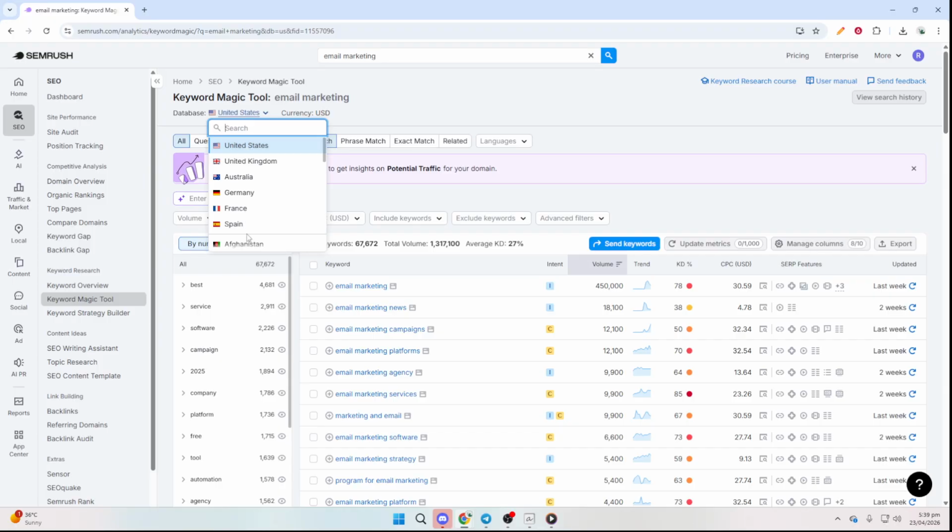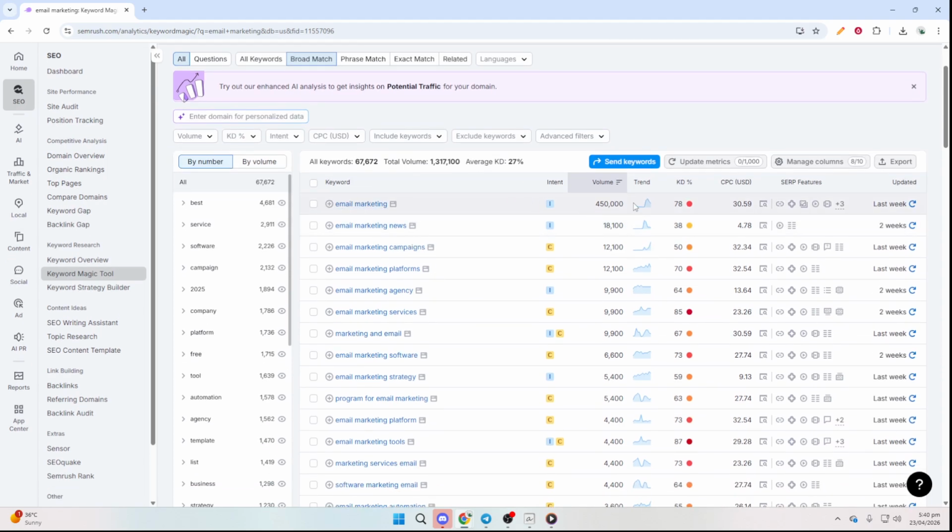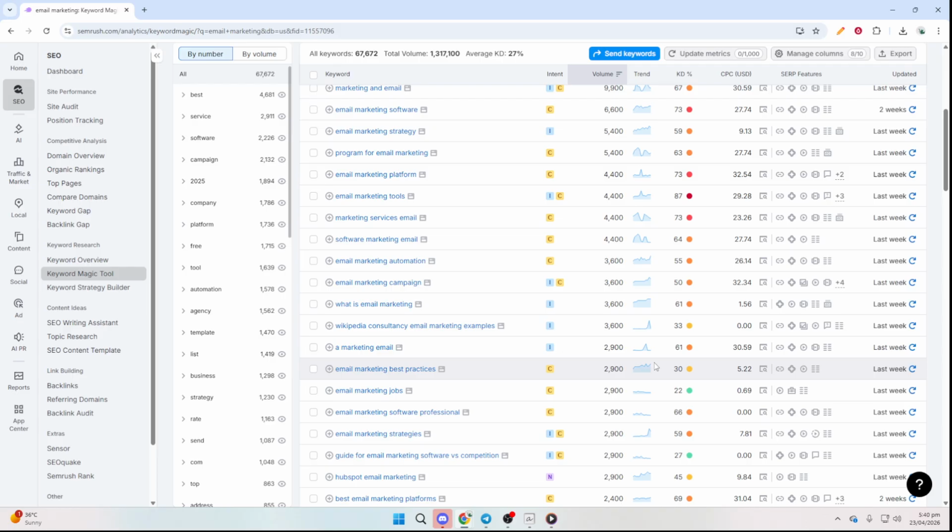demand accurately. Now, find trending keywords by looking at the trend column in your results. This visual shows how interest changes over time. An upward trend indicates rising interest and potential growth. A flat trend means the topic is stable and reliable. A downward trend suggests the interest is declining, so approach with caution unless it's vital to your strategy.